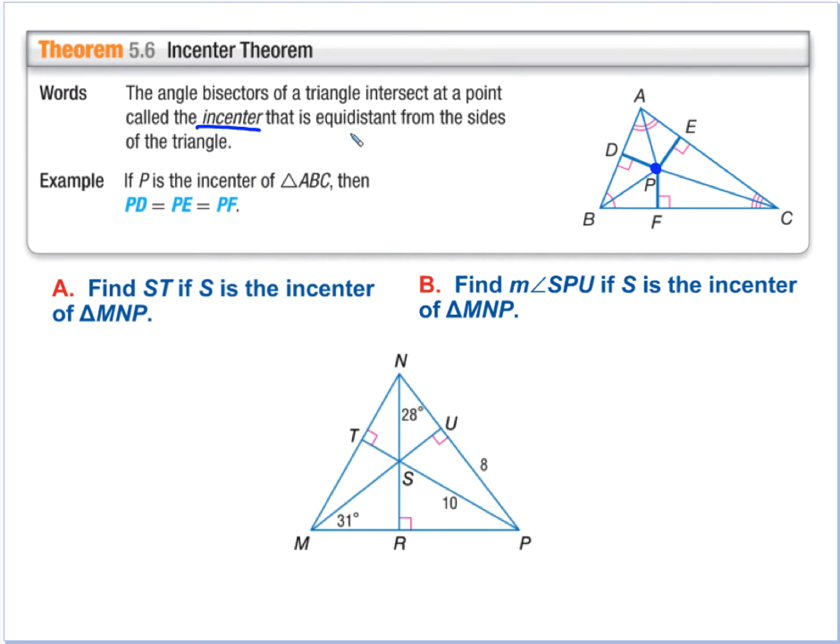The incenter is going to be equidistant from the sides of the triangle. So point P, our incenter right here, is going to be the same distance to AB as it is to AC, as it is to BC. So this distance right there is going to be the exact same. And that, again, is called your incenter. That's where your angle bisectors intersect, and it's equidistant from the sides of the triangle.